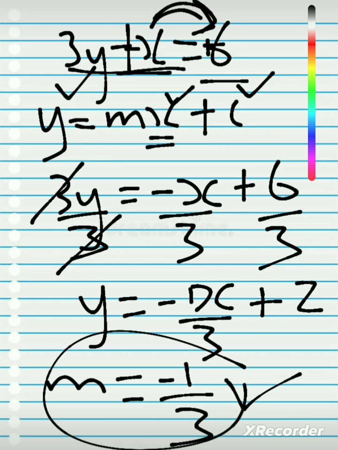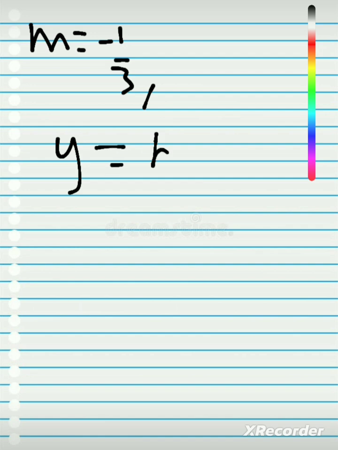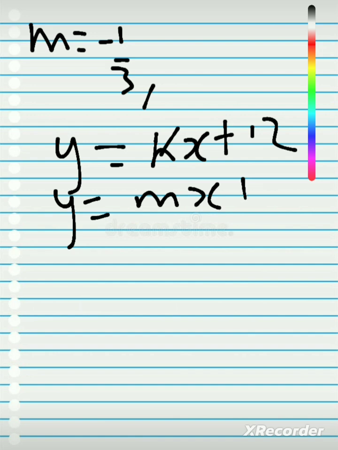Now we have known the gradient, so let's continue. It's negative 1 over 3, but they want us to find the value of k if these two lines are perpendicular. Okay, so what's the gradient of this one? If we compare it to the standard equation of a straight line, we can see that m is k, so the gradient of the second line is k.